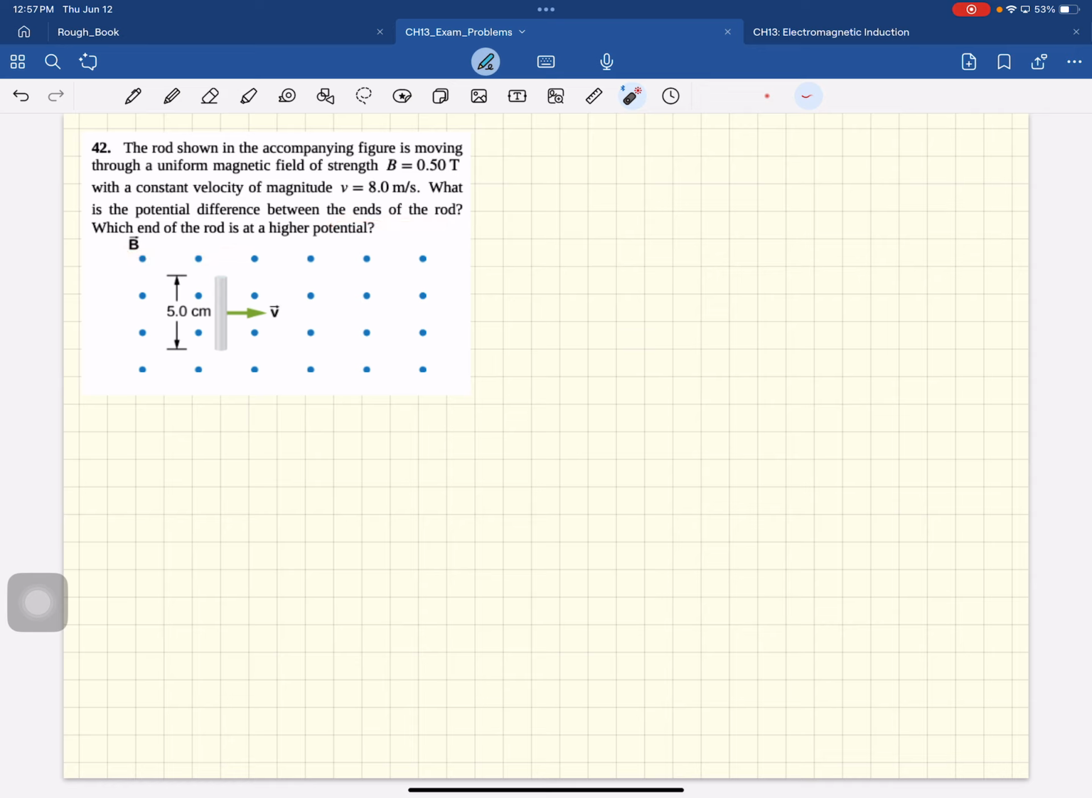Okay, so let's first figure that out. Let's look at a positive charge moving in this direction. The force on the positive charge is QV cross B. V cross B, if you turn, the force on it is downwards. So this end will be positive, this end will be negative.